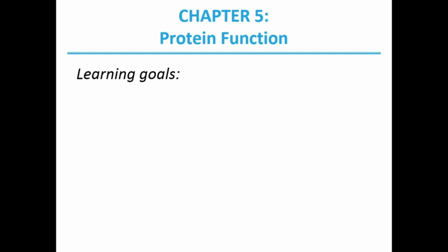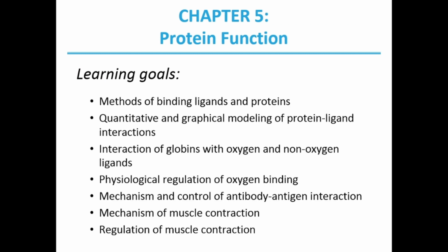The learning goals of this chapter are as follows. We will first look at methods of binding ligands and proteins and understand how protein-ligand interaction works. To examine this further, we will look at quantitative and graphical modeling of protein-ligand interactions. And then we will look at some examples. We will look at interactions of globins with oxygen and non-oxygen ligands.